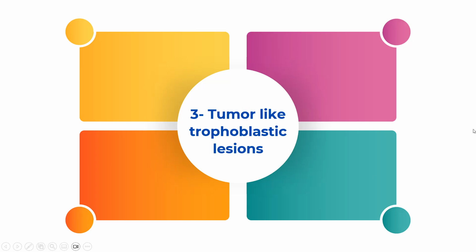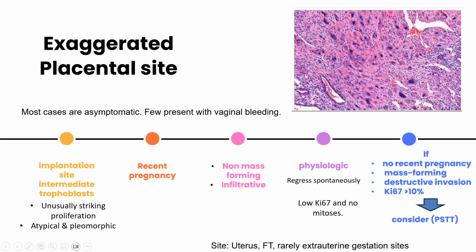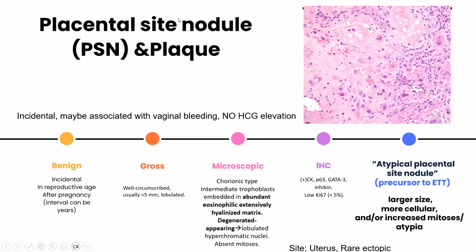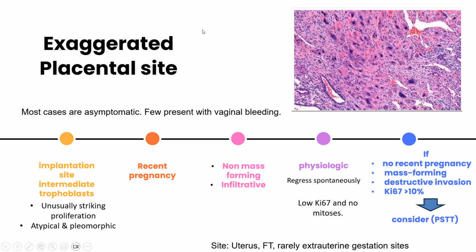Okay, the third class that we'll be talking about today is the tumor-like trophoblastic lesions. These are bland lesions. We have two: the exaggerated placental site, and the placental site nodule and plaque. The exaggerated placental site cases are mostly asymptomatic and may present with vaginal bleeding. Most important is that they are non-mass forming, so we do not have a mass, but under the microscope they are infiltrative in nature. This is physiologic and it regresses spontaneously. If you do the Ki67, it's low. There's almost no mitosis, but there is an unusually striking proliferation and atypia. So don't be scared when you see this.